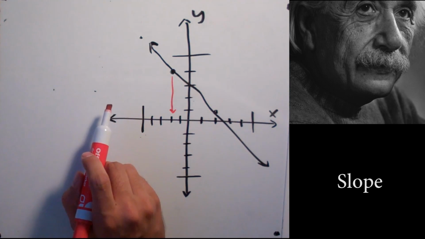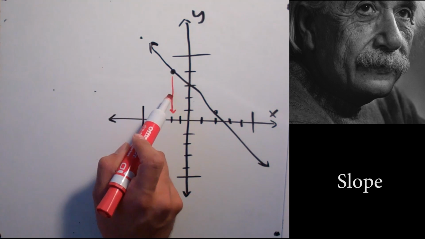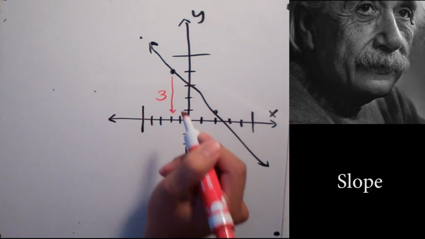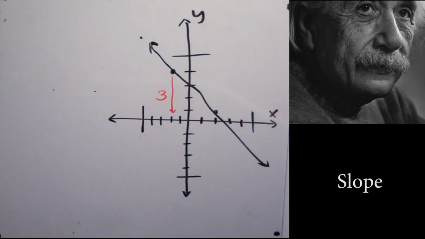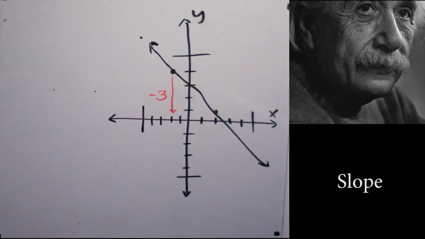So how many spaces did I move? Well, you just count. I start over here. It looks like we go 1, 2, 3. So it's 3. But since you move down, that means it's going to be a negative 3. Positive would be if you went up. Well, we went down though.